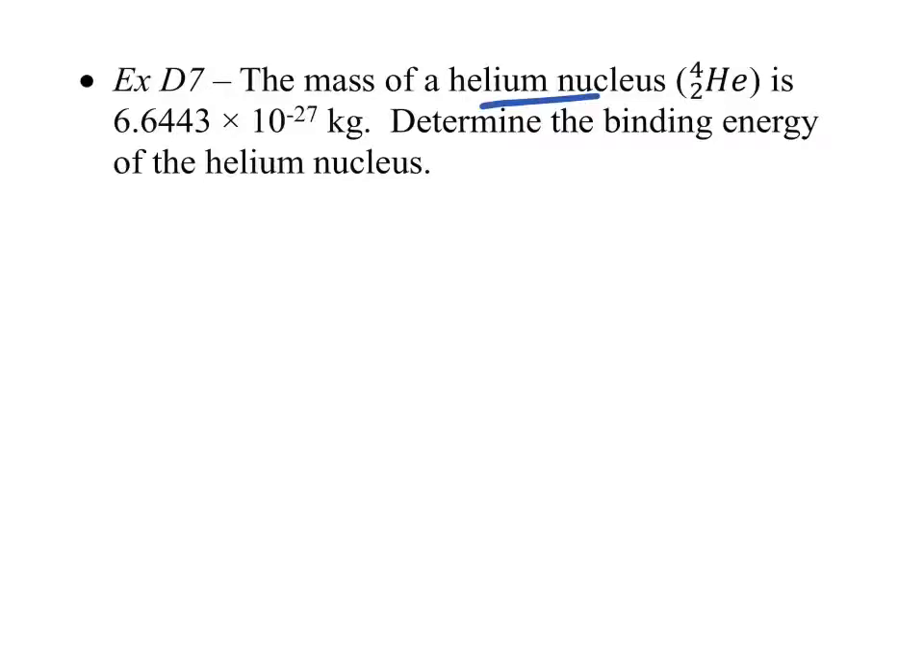Mass of a helium nucleus, I was just talking about that, is 6.6443 × 10⁻²⁷ kilograms. We want to determine the binding energy of the helium nucleus. So binding energy means how much mass is being converted to energy to keep this helium nucleus together. So of course we know a helium nucleus has two protons and two neutrons, so it has four nucleons, but of course that's made up of our two protons and our two neutrons. Okay, so anytime I want binding energy, I am looking for how much mass is being converted to energy to keep this together. Okay, so I have the mass of the helium, and I can find the mass of the two protons and two neutrons individually.